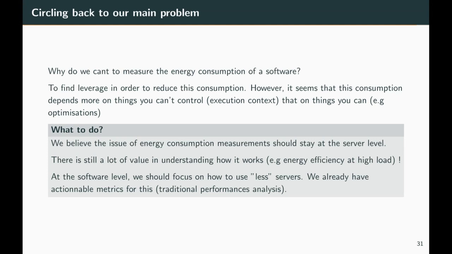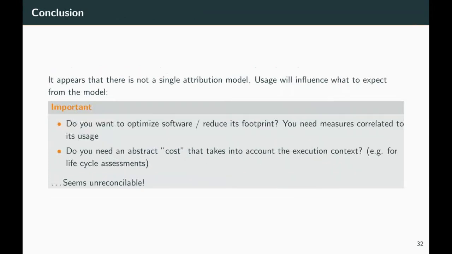Usually there's a difference in the goals. If you want to do optimization, you need reproducibility, and it's hard to have reproducibility with models. Maybe it works if you want an abstract cost, but take into account the execution context. For example, when you want to do lifecycle assessment, we're not experts in this topic, but maybe it makes sense to capture the environment context. But if you want to do optimization, we believe it's a bit more tricky because it depends on the context.